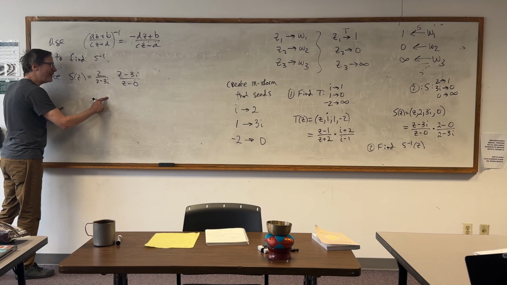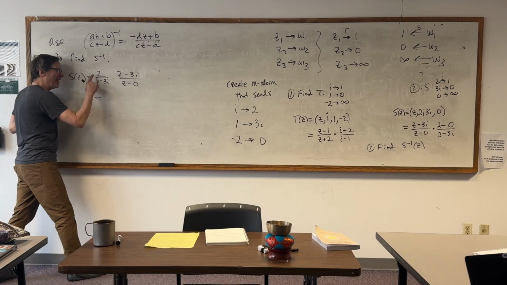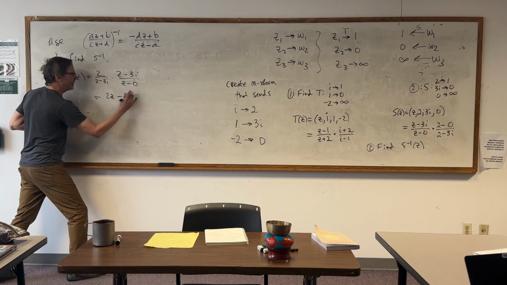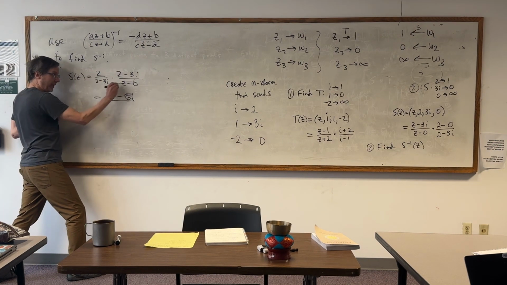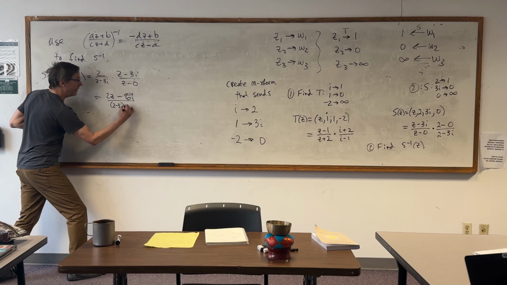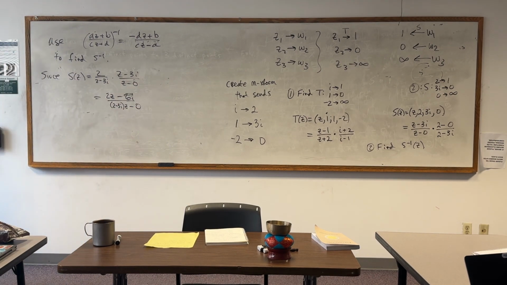So I want to simplify this number. I guess I actually don't have to. So what we could do is just cross multiply. So that's going to be 2z minus 6i. I'm multiplying the 2 across, and I'm going to multiply this 2 minus 3i across. So I've got (2 minus 3i) times (z minus 0). Not bad.